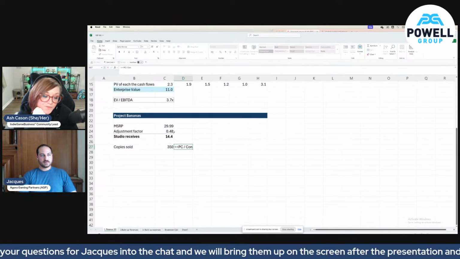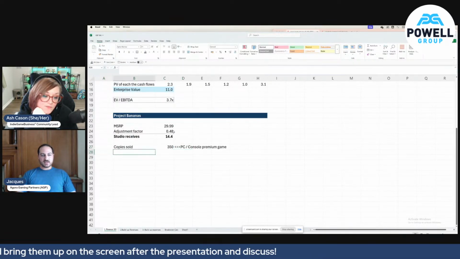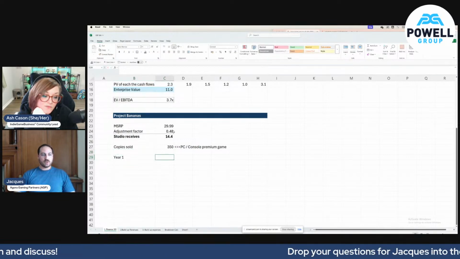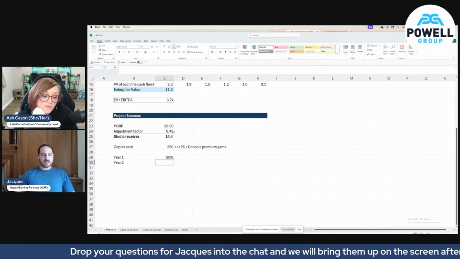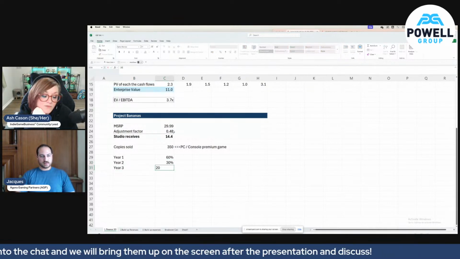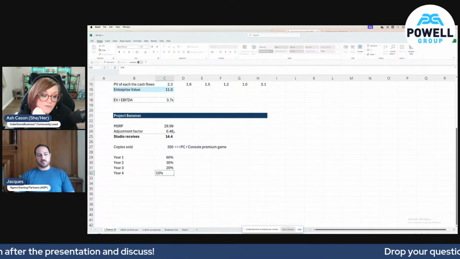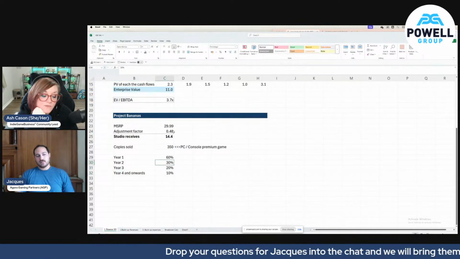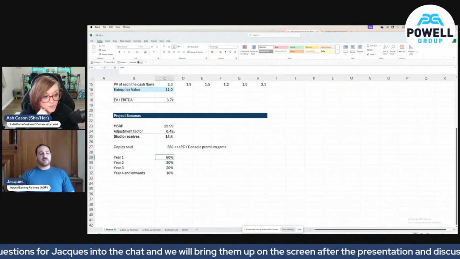PC console premium game. Most PC console games will sell the bulk of their sales in year one. In year two, they might sell an additional 30%. In year three, they'll sell an additional 20%. And let's say year four, they will sell 10% of the original amount every year. This is rough. This is like a rough estimate.